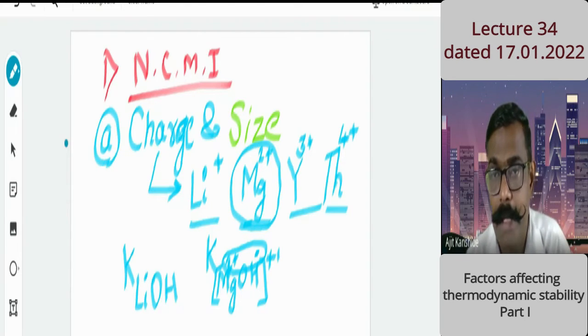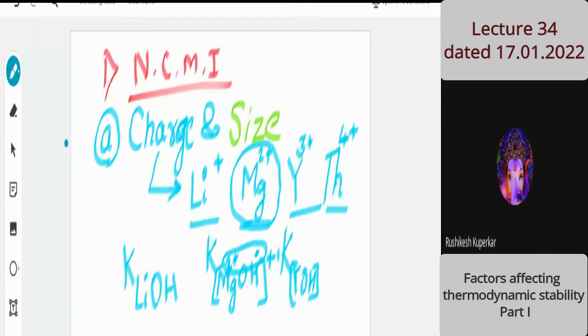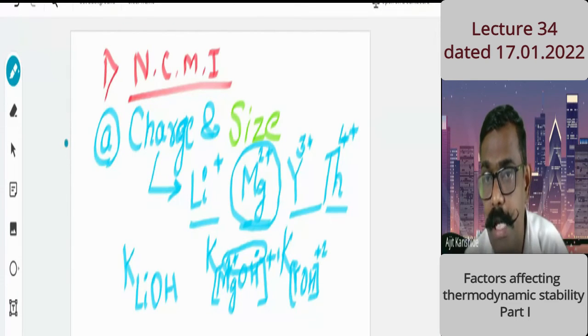MgOH plus. If I consider hydroxide complex and formation constant, that's a K with yttrium, then the charge on YOH will be, right, +2. Brilliant. Go on answering. Don't be shy to answer. If you answer, certainly that will help you.